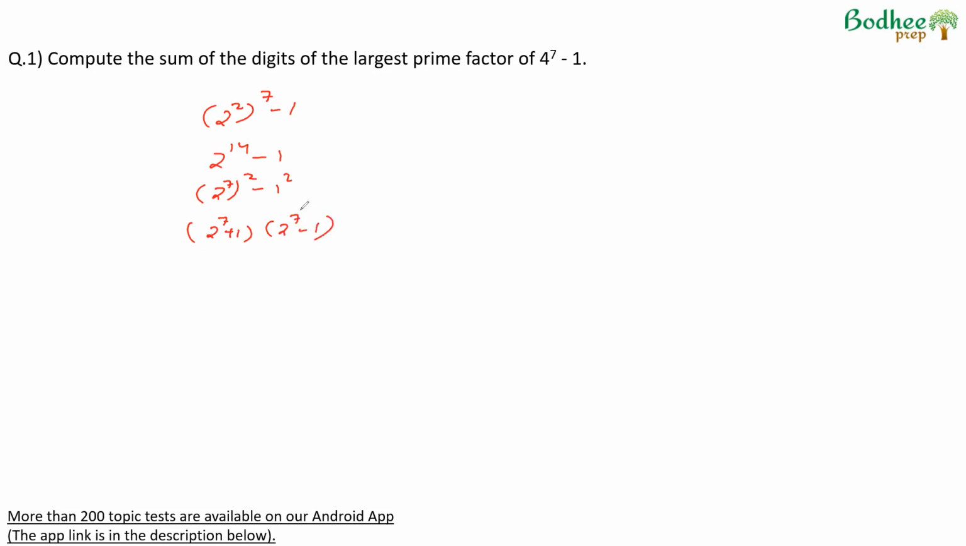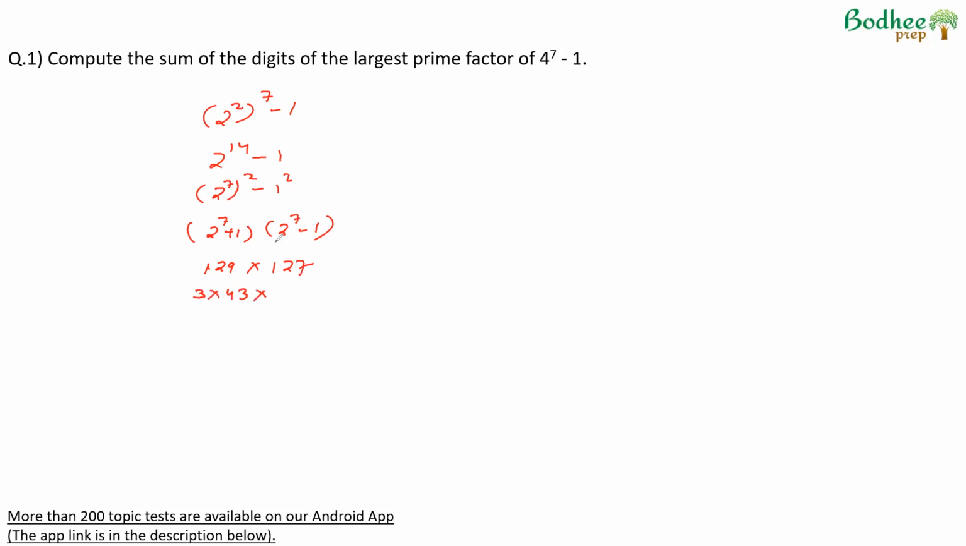2 raised to power 7 is 2, 4, 8, 16, 32, 64, 128. So this becomes 129 into 127, that is 128 plus 1, 128 minus 1. 129 will be divisible by 3. This will become 3 into 43.